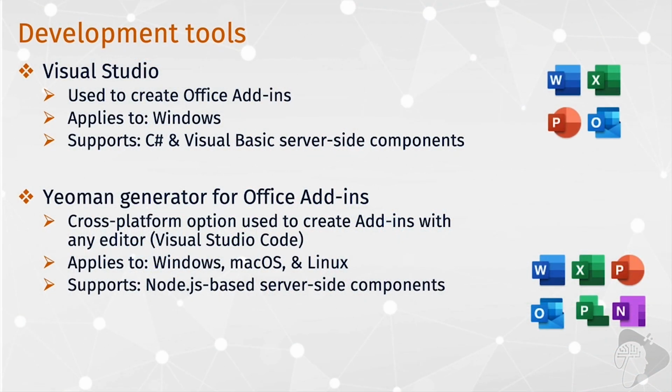The other option that you have is something called the Yeoman Generator for Office add-ins. And what's nice about this one is that it's cross-platform. So you can use this if you're developing on a Windows machine or on Mac OS or on Linux. It doesn't really matter, and it works everywhere. The Yeoman generator is also going to assume you're using a Node.js based backend, so a Node.js based web server to run your server-side code. If you wanted to use a different technology, then you can totally do that. Just remove the Node piece.